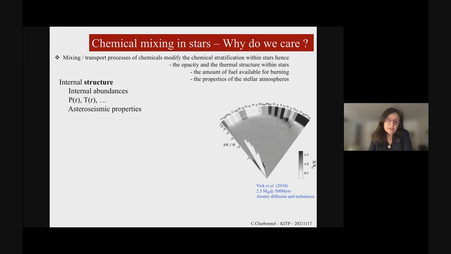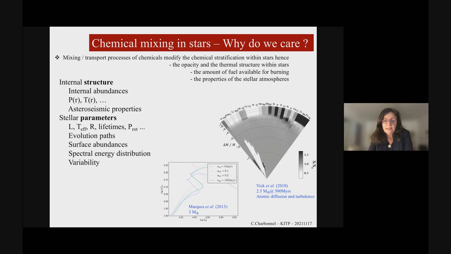So due to this new chemical stratification, the internal structure is going to change. The pressure, temperature, and density within the star are going to change compared to a classical model. And of course, the asteroseismic properties will also change. As a consequence, all the outputs of the stellar models, all the stellar parameters, the classical ones, the luminosity, effective temperature, radius, and the lifetimes at the different stages are going to change. Also, the evolution paths are going to change.